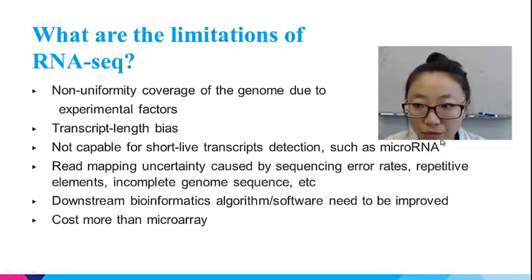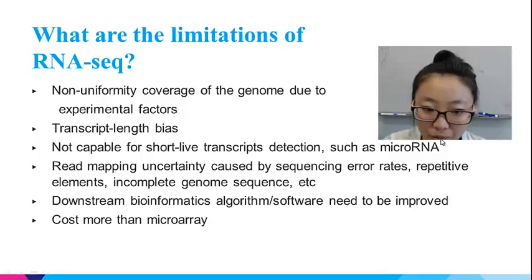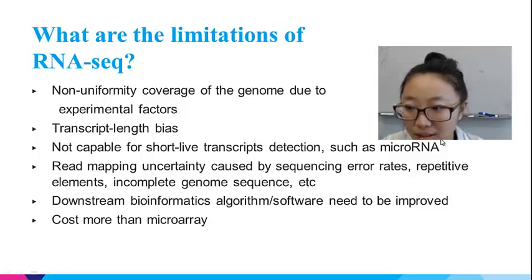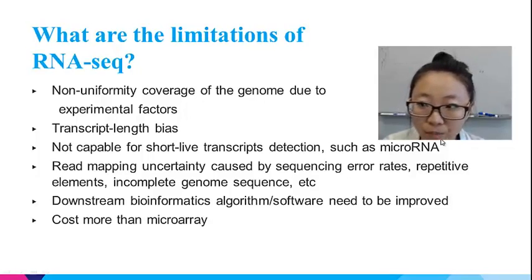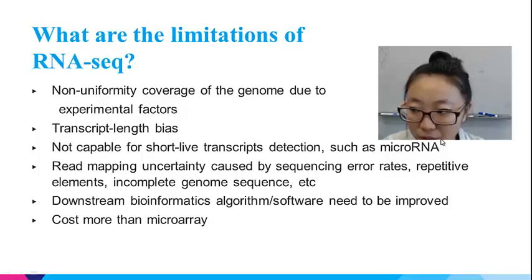However, the usefulness of RNA seq is limited by both experimental and analytical factors. The non-uniform coverage of the genome introduces bias toward transcriptionally active genes. Although being improved, RNA seq is not good at capturing short-lived transcripts such as microRNAs. The sequencing error rate of next-generation technology is usually low, but as massive amounts of reads are generated, the mapping uncertainty increases. Besides, current tools usually fail to map repetitive elements.